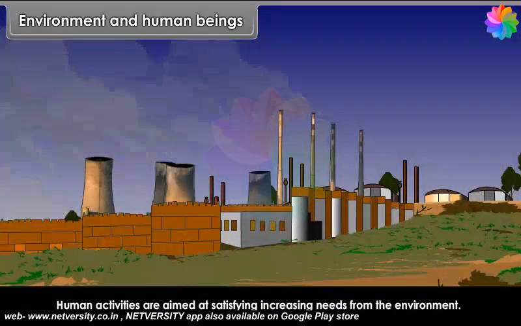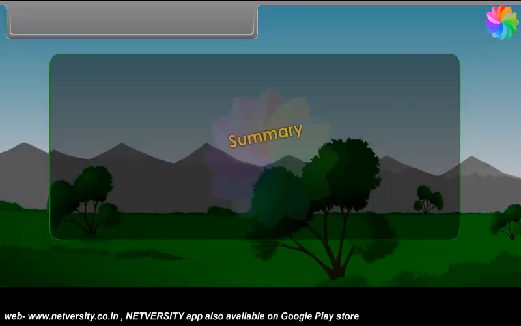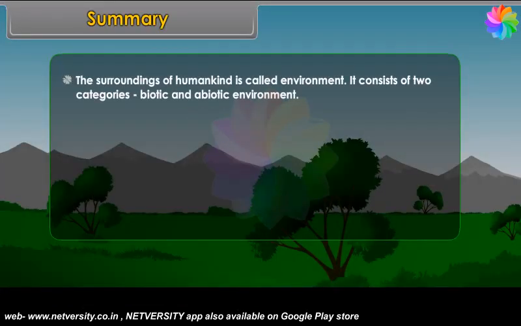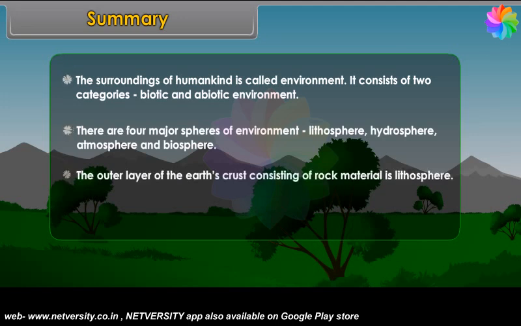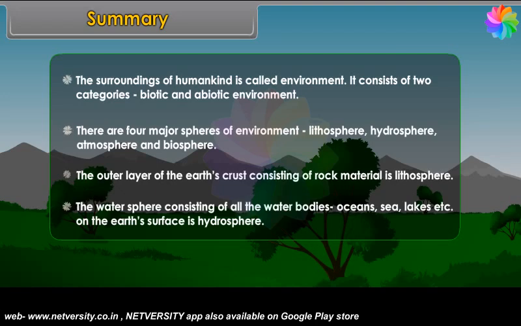Summary. The surroundings of humankind is called environment. It consists of two categories, biotic and abiotic environment. There are four major spheres of environment: lithosphere, hydrosphere, atmosphere, and biosphere. The outer layer of the Earth's crust, consisting of rock material, is lithosphere. The water sphere, consisting of all the water bodies, oceans, sea, lakes, etc. on the Earth's surface, is hydrosphere. The layer of air which surrounds the Earth is atmosphere. The zone where living is possible is called biosphere.